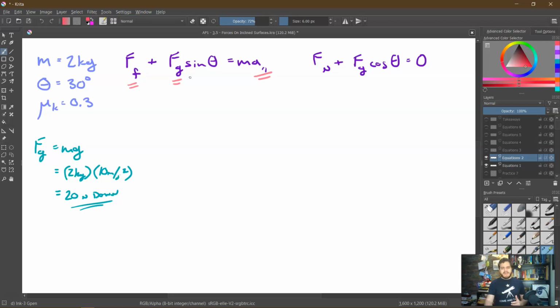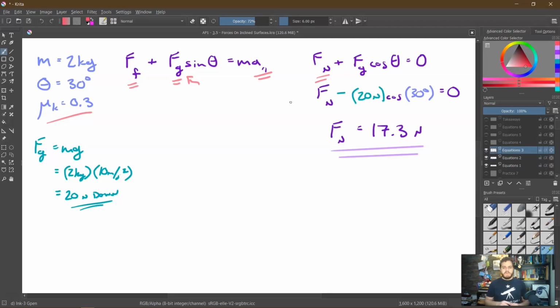Okay, I can plug that in here, but that's not going to give me the friction force. How can I get the friction force? Well, I have the coefficient, but I also need the normal force. So I'm going to have to go to this other equation and solve for the normal force, to then go back, find the friction force, and find the acceleration. So let's plug Fg into this equation.